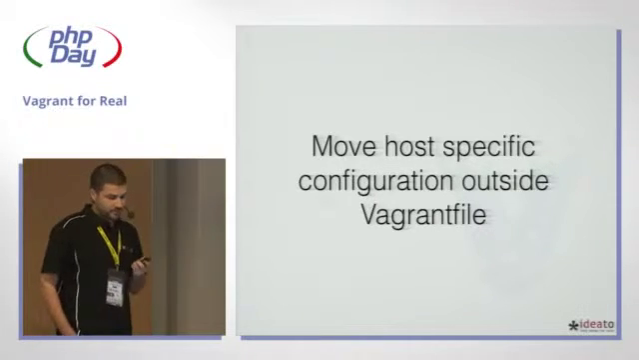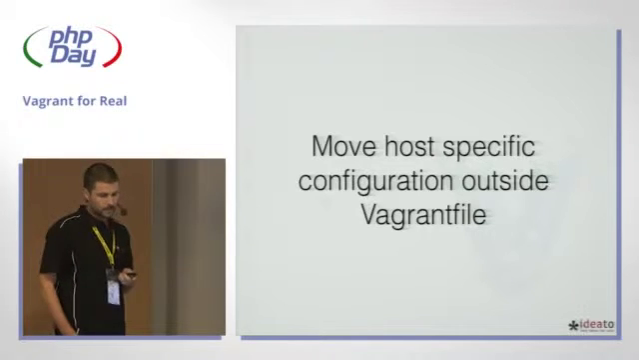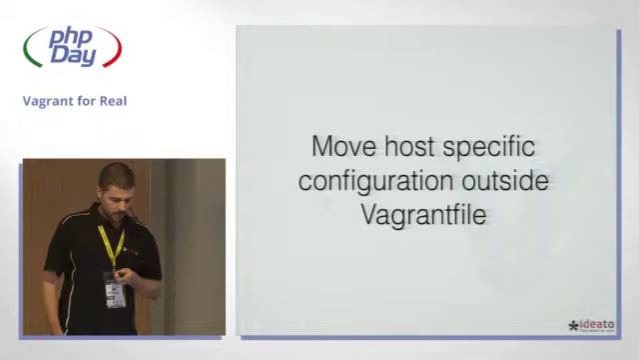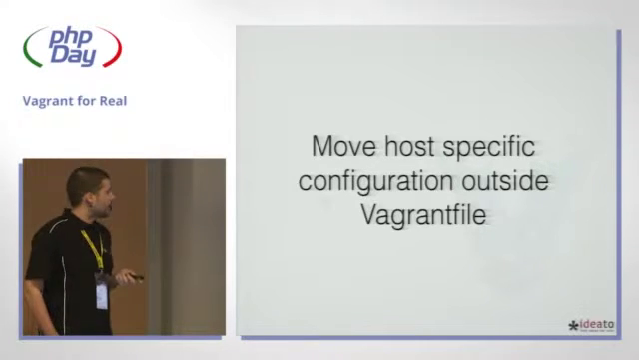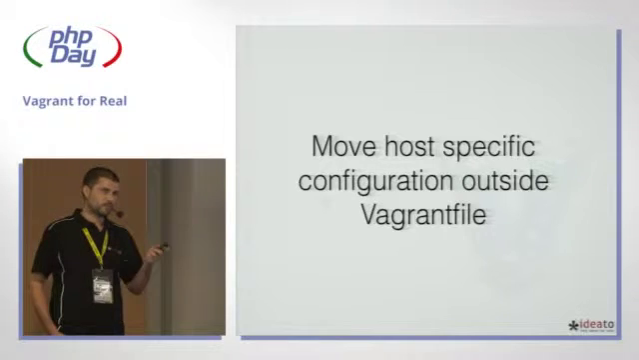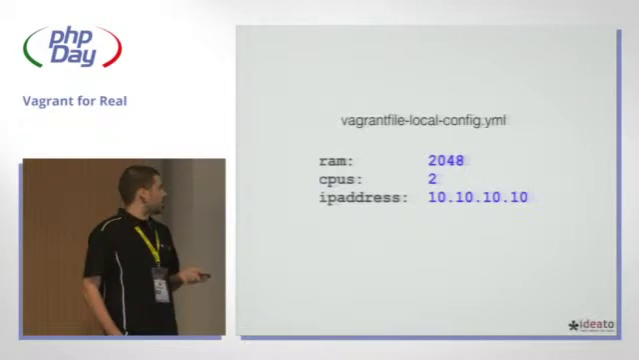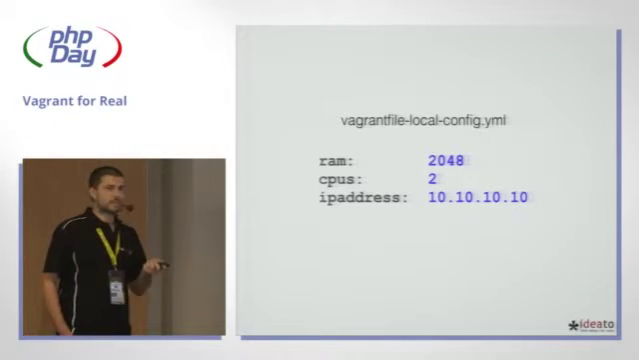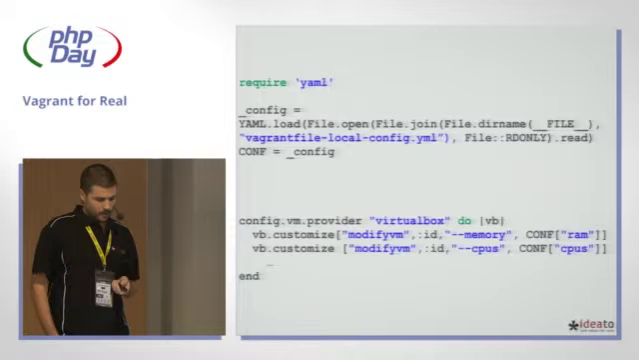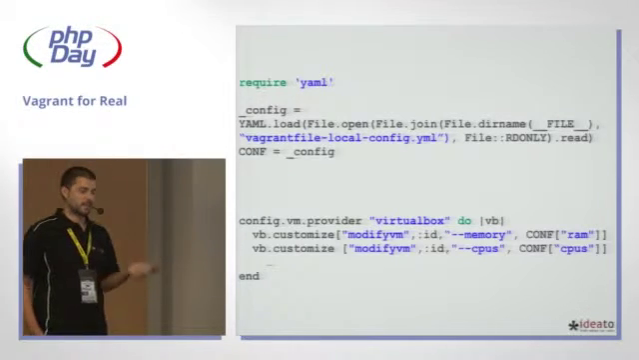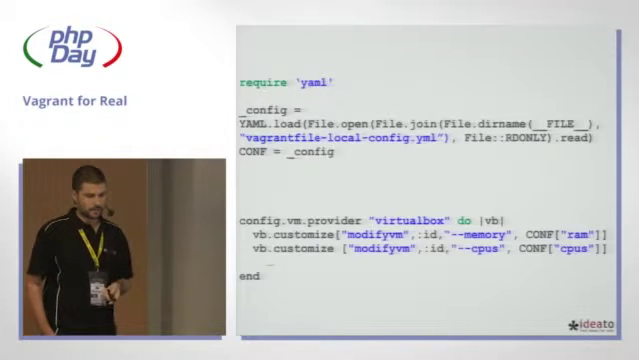Usually, the Vagrantfile is a committed file. You commit the Vagrantfile in your repository and share it with your teammates. So my suggestion is to move specific host machine configuration outside the Vagrantfile and put it in an external file that you have to exclude from the repository. For example, you can use a YAML file like this, where you can specify the memory size that you want to assign to your guest machine, the number of CPUs, or the IP address for creating a private network. Then include the file inside the Vagrant configuration and use the imported values in the provider section.